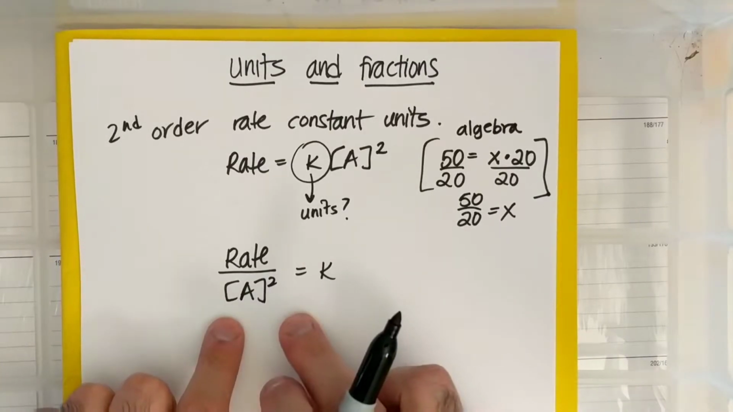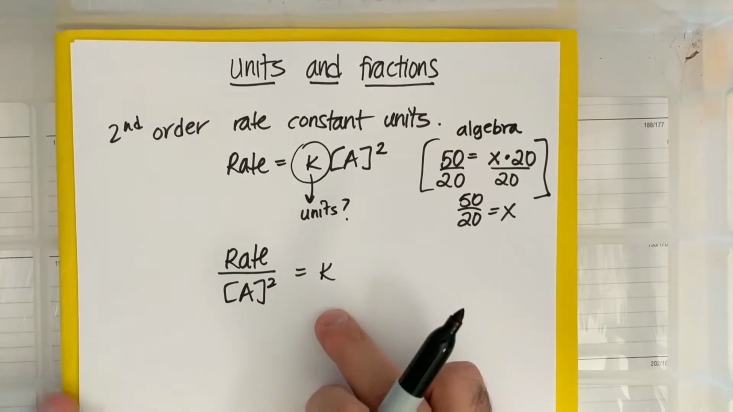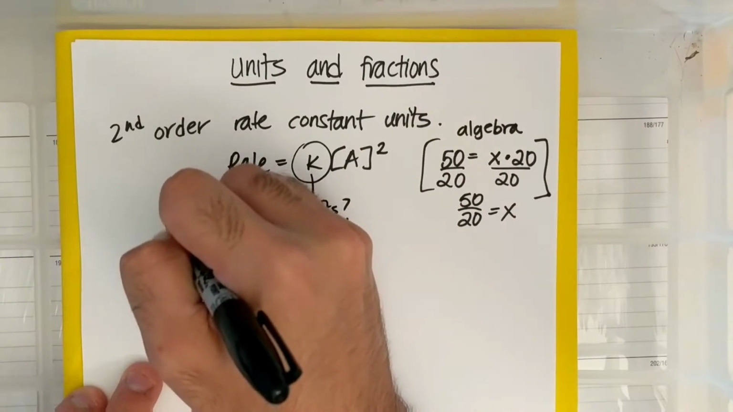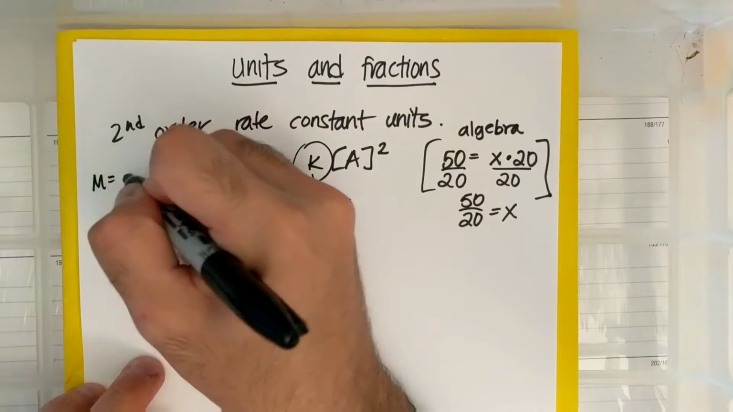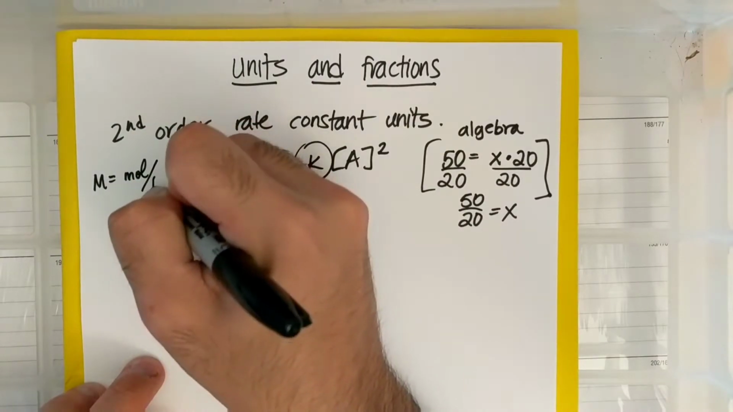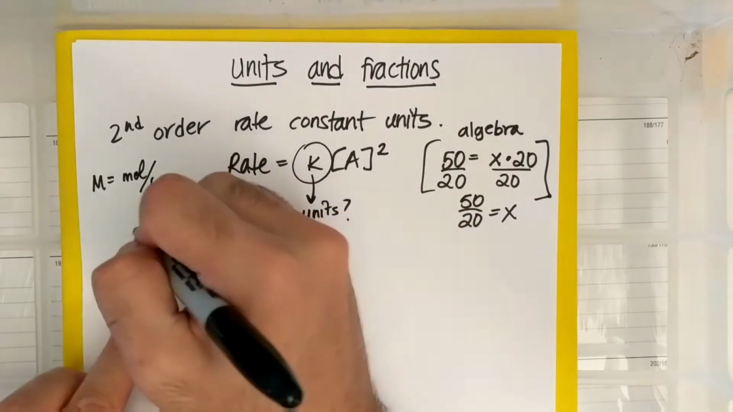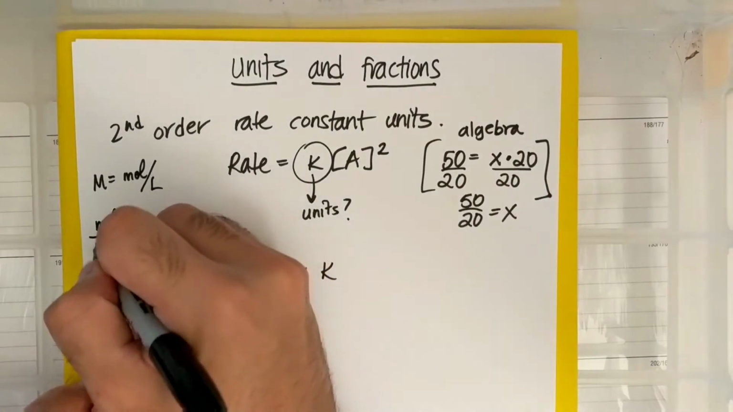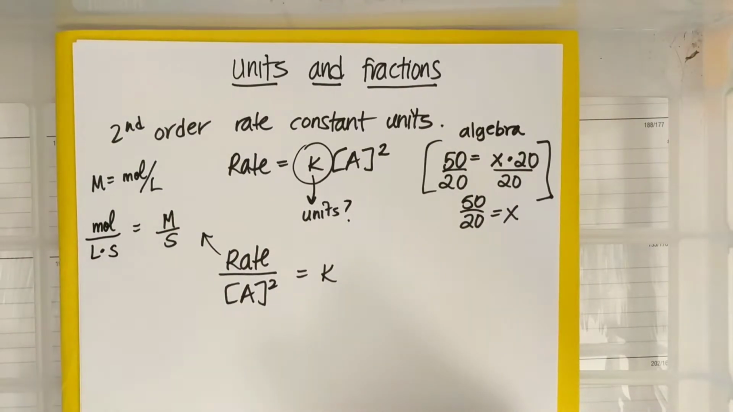But now let's say I want to find the units for this K. Well, my rate is always in units of molarity per second. And then remember that molarity is equal to moles over liters. So technically, this rate could also be moles over liters times second. These mean the same thing.